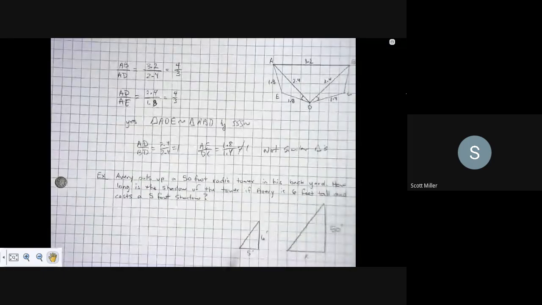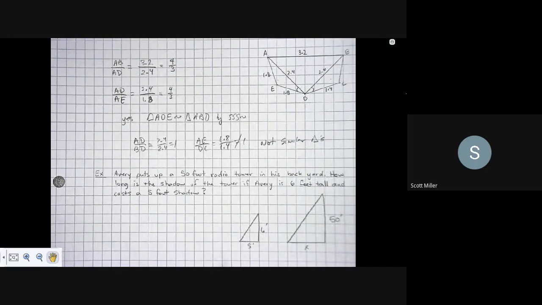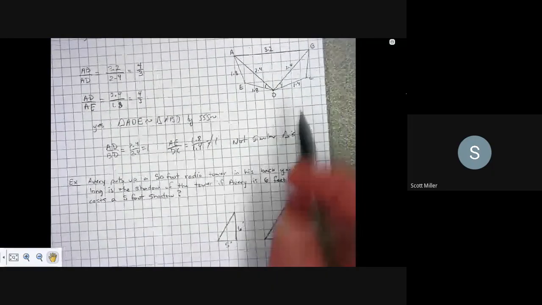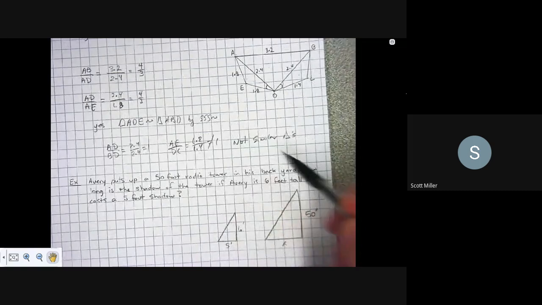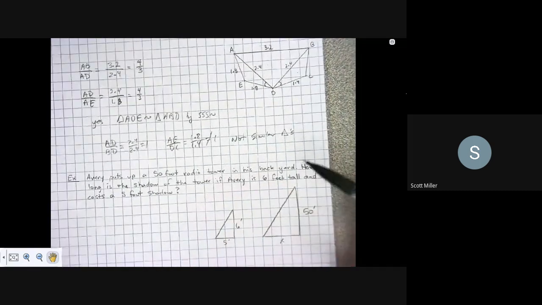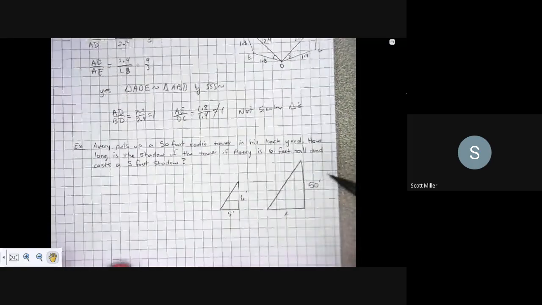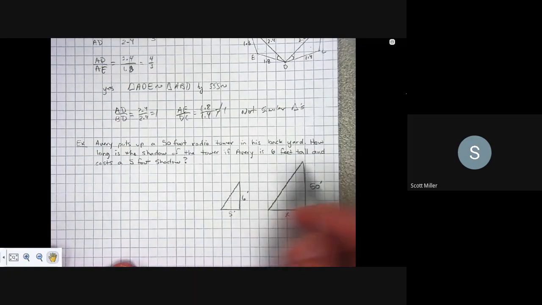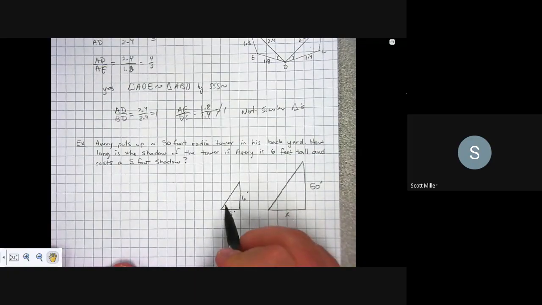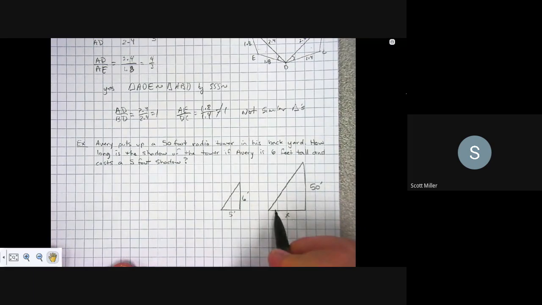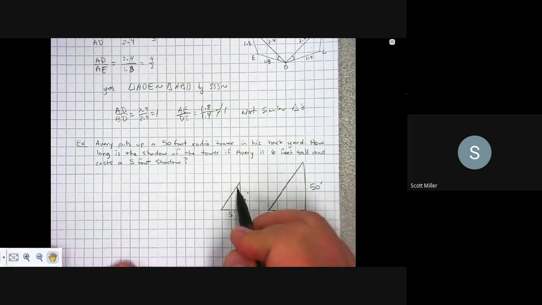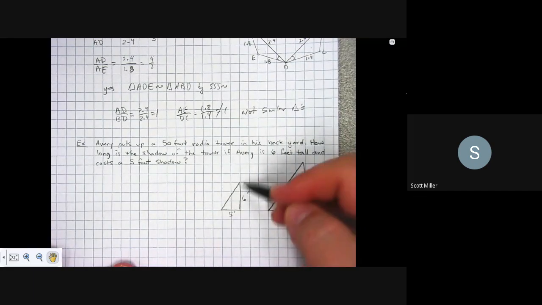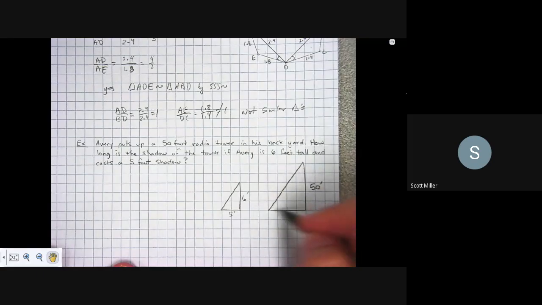We have another example over here. Okay? So Avery puts up a 50-foot radio tower in his backyard. How long is the shadow of the tower, if Avery is 6 feet tall and casts a 5-foot shadow? So this is a classic example. The sun's up here, and so what happens is, because the angle of the sun is the same for both triangles, we have a congruent angle down here. Okay? And we also have congruent angles up here because of that. These are all vertical and these are horizontal. The shadow's on the ground.